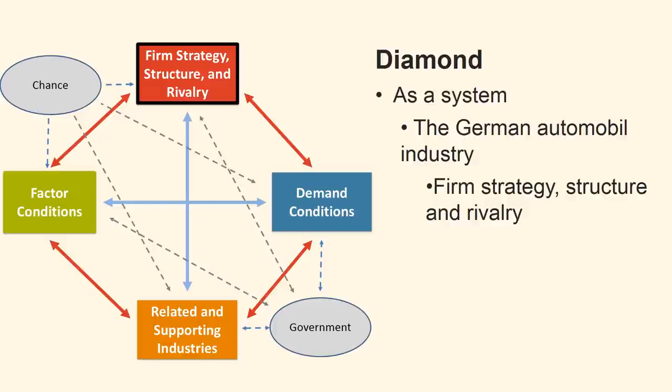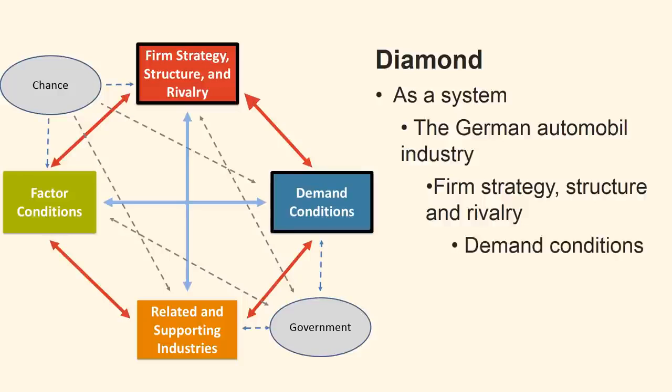Now we shall review how the last determinant, firm strategy, structure and rivalry, is influenced by the other three determinants. Demand conditions enhance rivalry in the automobile industry when demanding home buyers continuously expect news from the car world. The rivalry in the German automobile industry is almost personal. They all want to deliver the next wonder car.